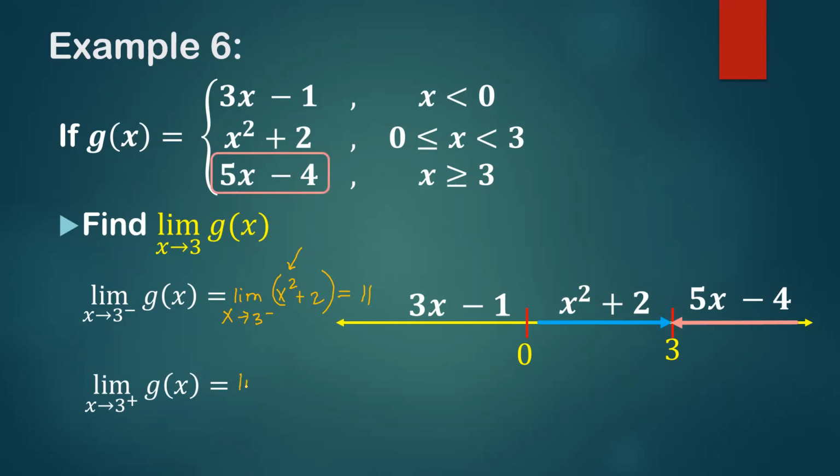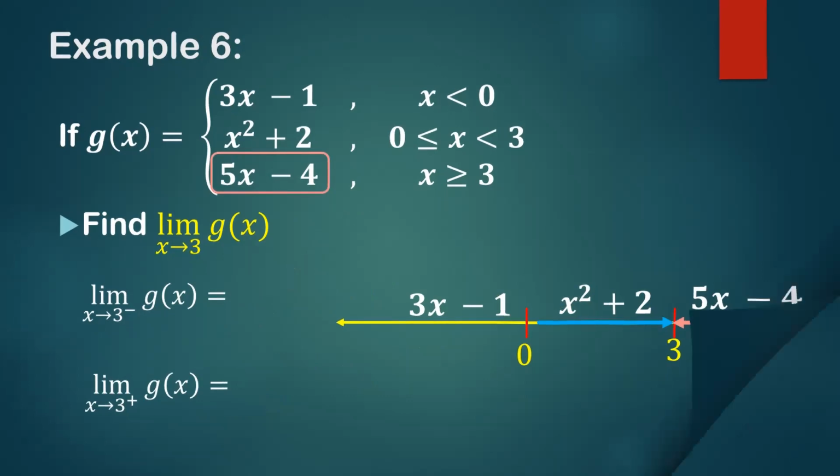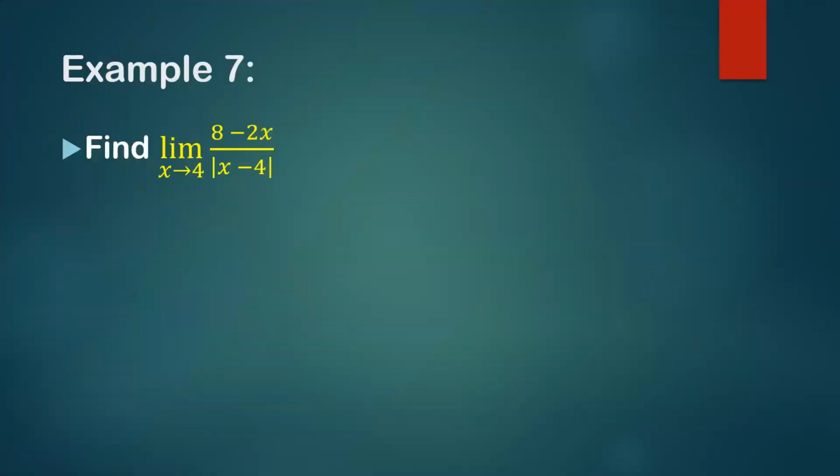So we're going to have the limit of 5x minus 4 as x approaches 3 from the right. We're going to consider 3.1, 3.01, 3.001. It's safe to say that this value will be approaching 15 minus 4, so that's equal to 11. So these are equal. Yay! That means the limit exists and is equal to 11. Okie dokie.